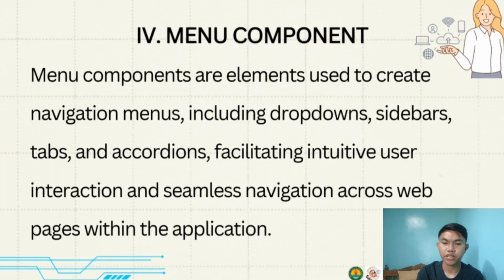Menu components. Menu components are elements used to create navigation menus including drop-downs, sidebars, tabs, and accordions, facilitating intuitive user interaction and seamless navigation across web pages within the application, providing an intuitive way for users to move through different sections of the application.